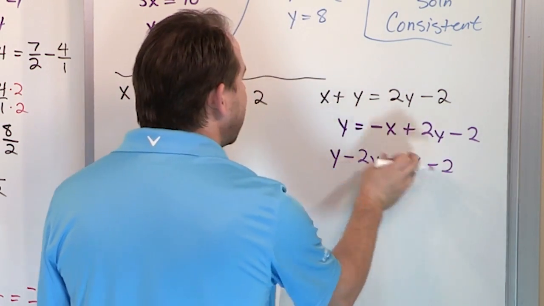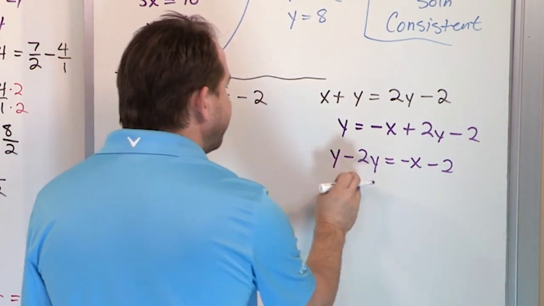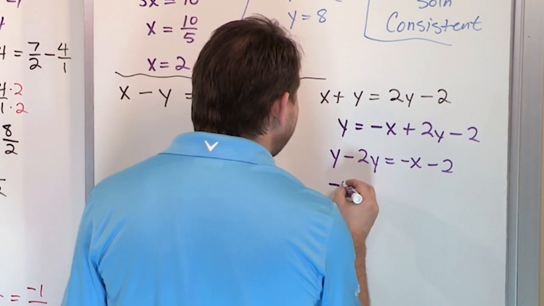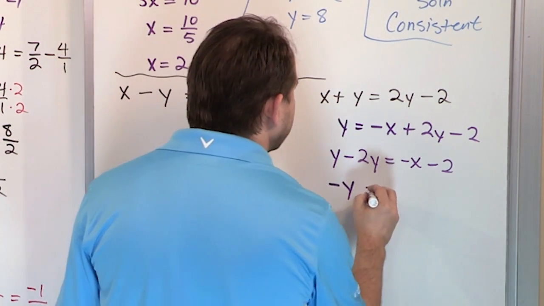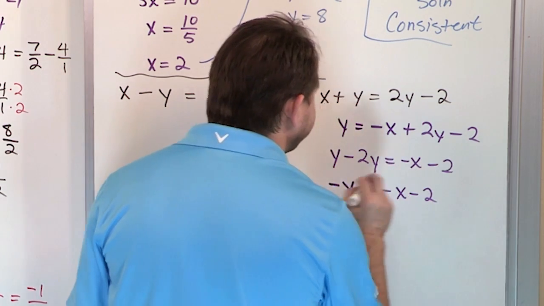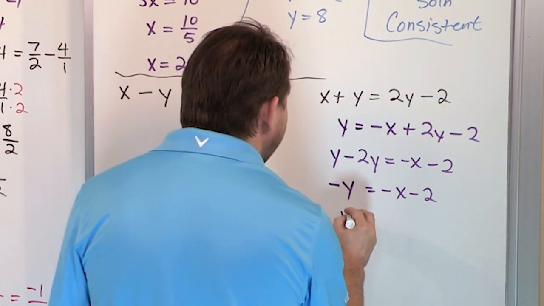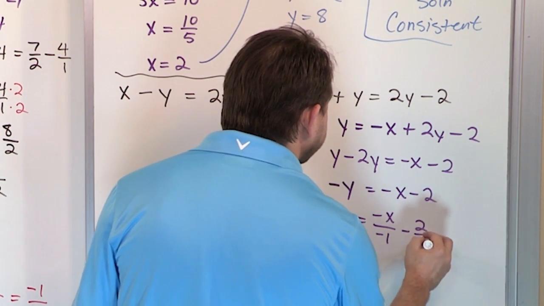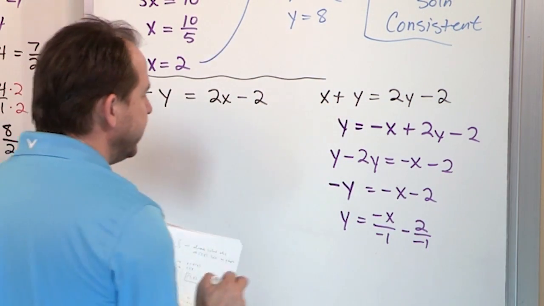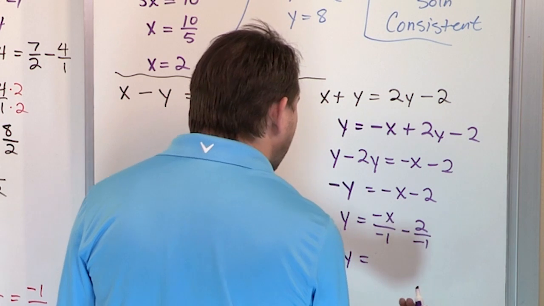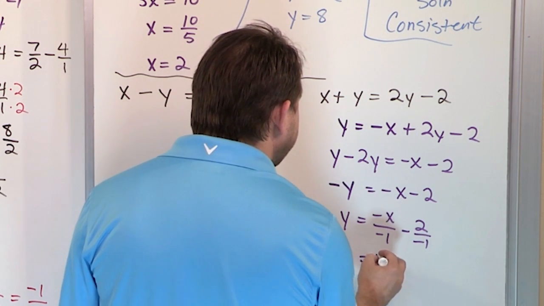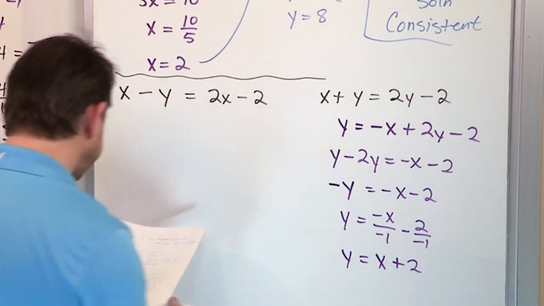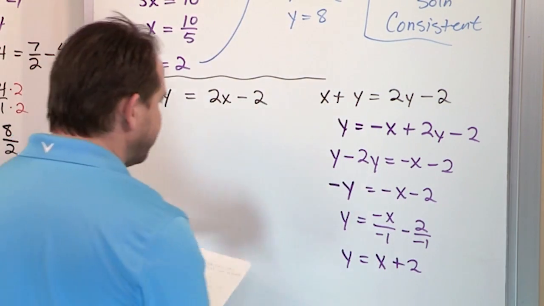I just subtract 2y, subtract 2y. Now this becomes 1 minus 2. What is 1 minus 2? It's negative 1. So it's negative 1y equals negative x minus 2. Now to get y by itself, I have to divide by negative 1. So negative x over negative 1 minus 2 over negative 1. Just divide each term by negative 1. And so what I'm going to get for the y value is going to be positive x, plus 2. Right? So I have x plus 2 here.